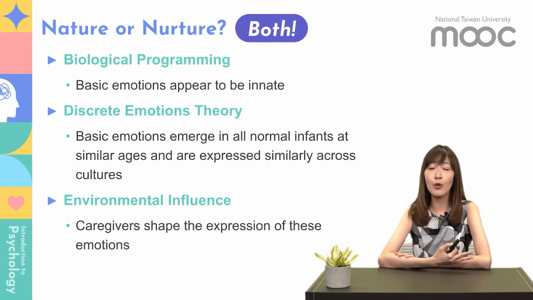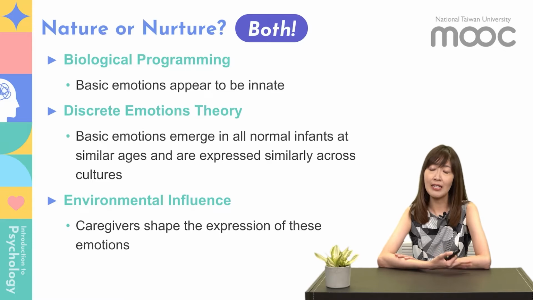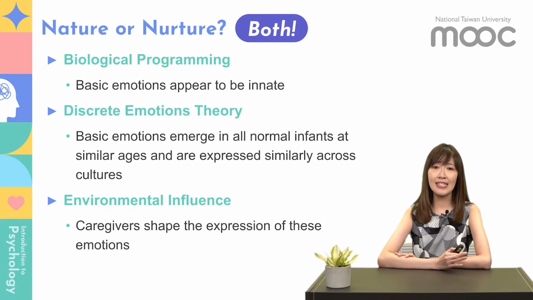So I will smile more often and they will come to me more often. So in this case, parents' responses can further shape how babies express emotions. And this is the nurture part. So we can see that both nature and nurture are important in shaping how babies express their emotions.